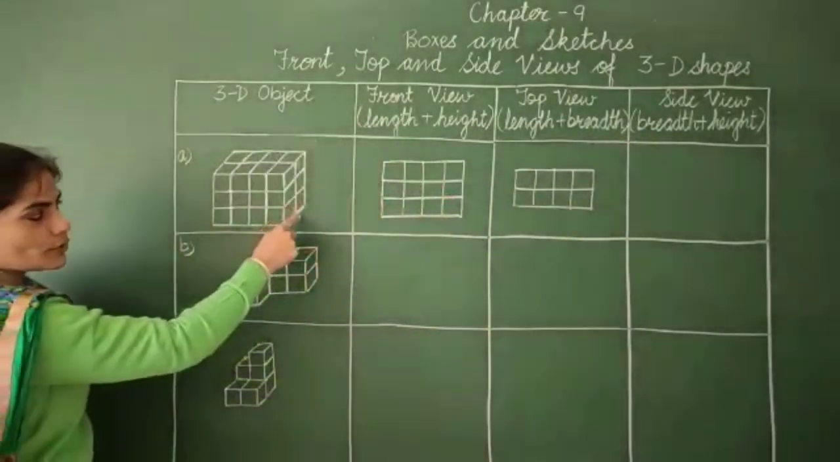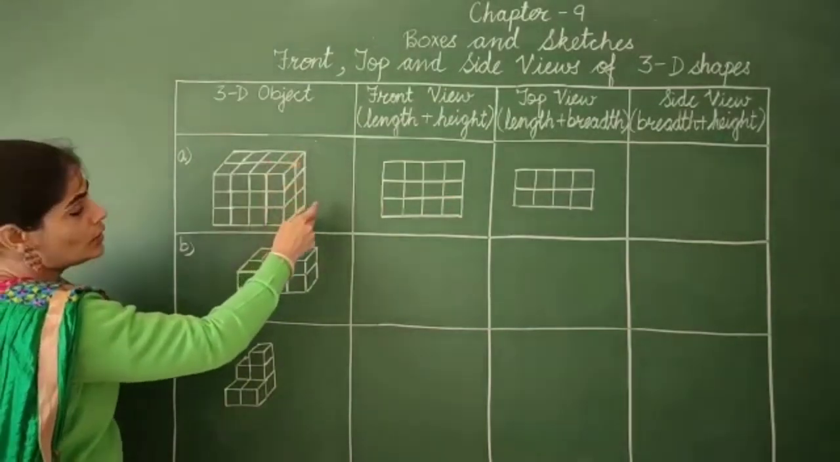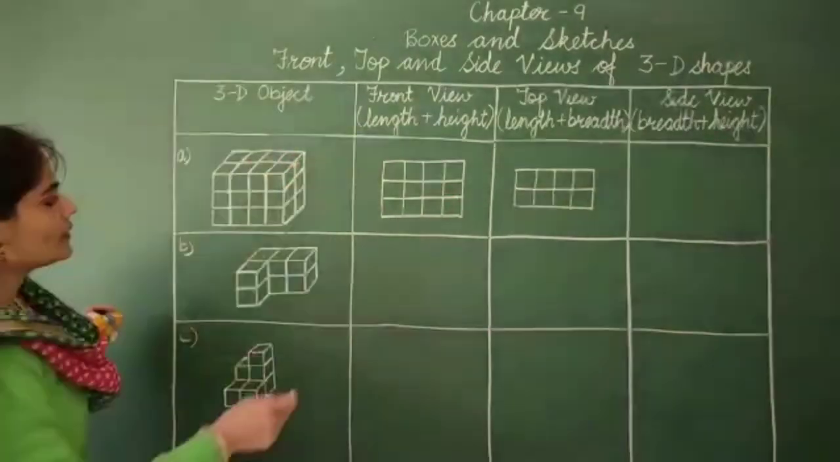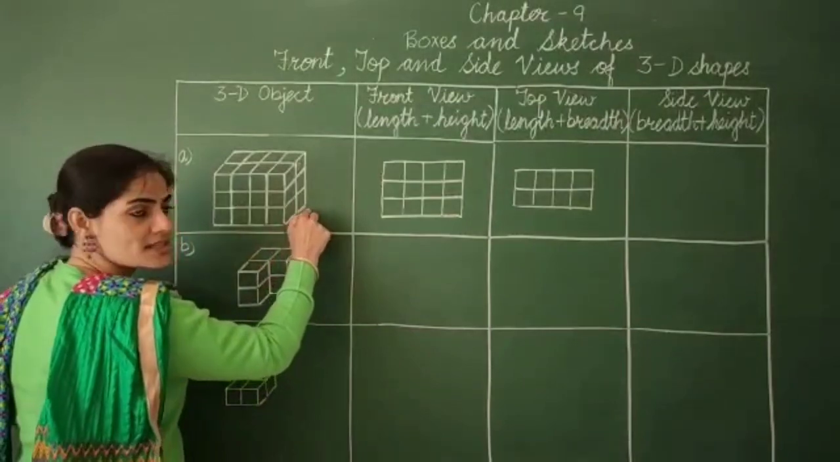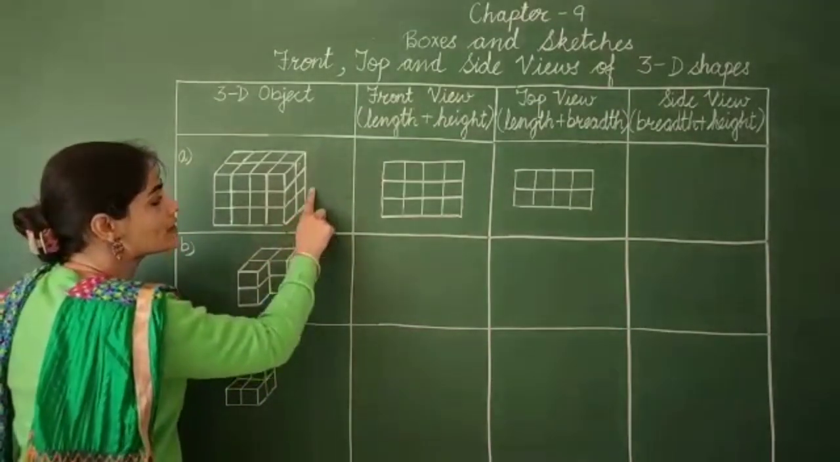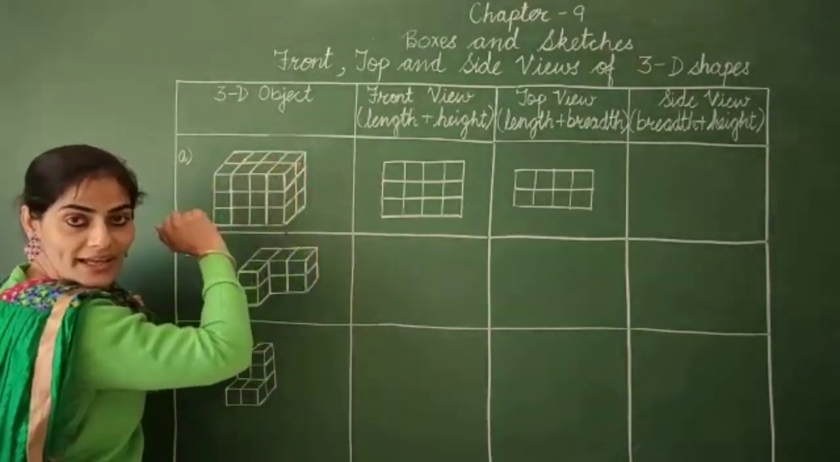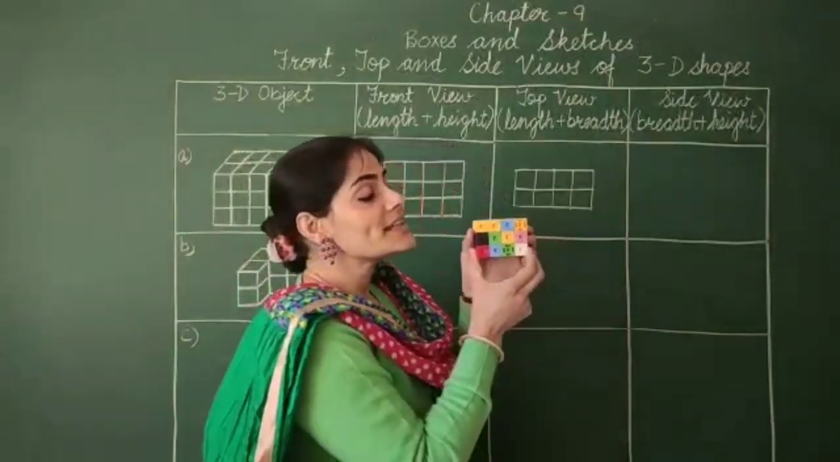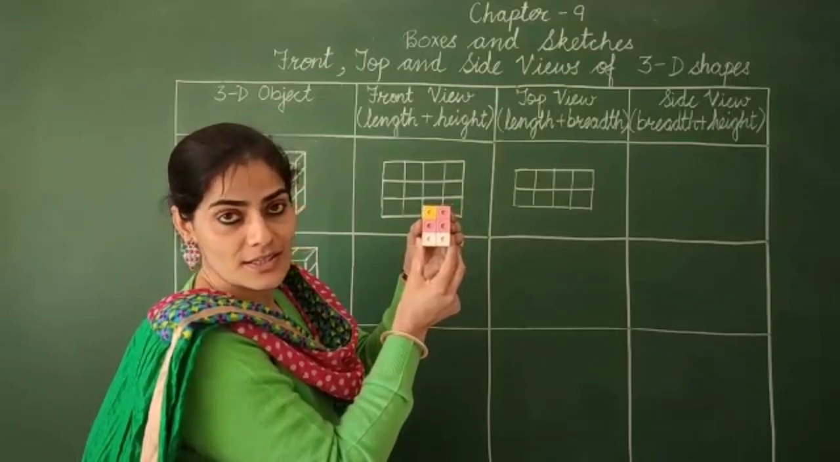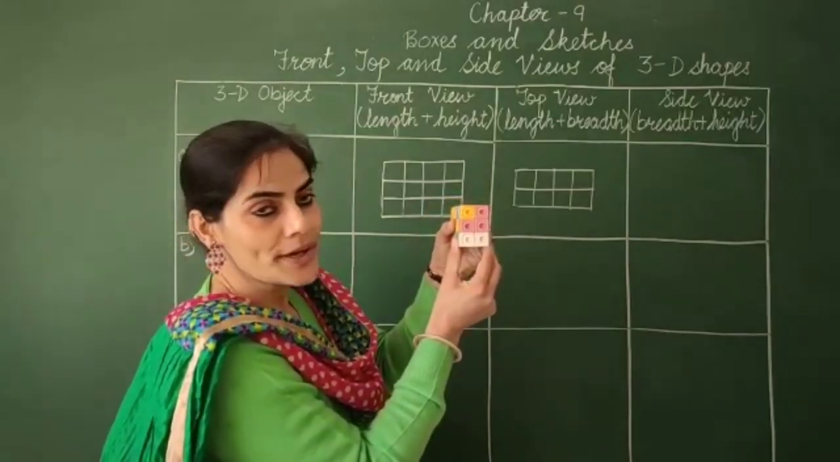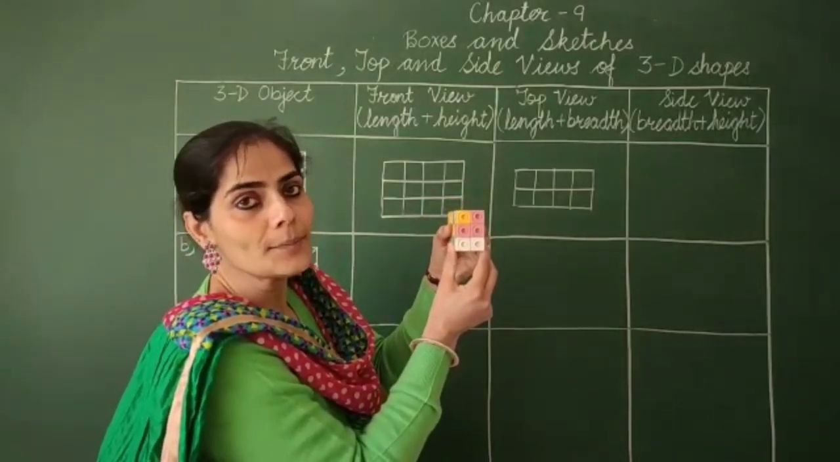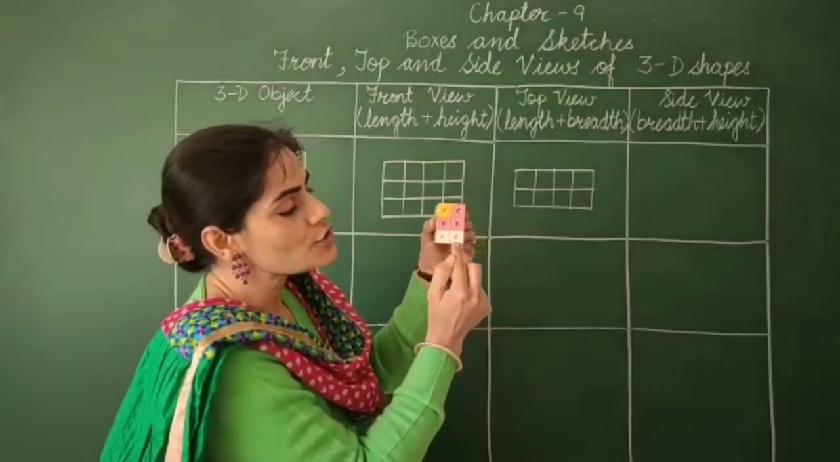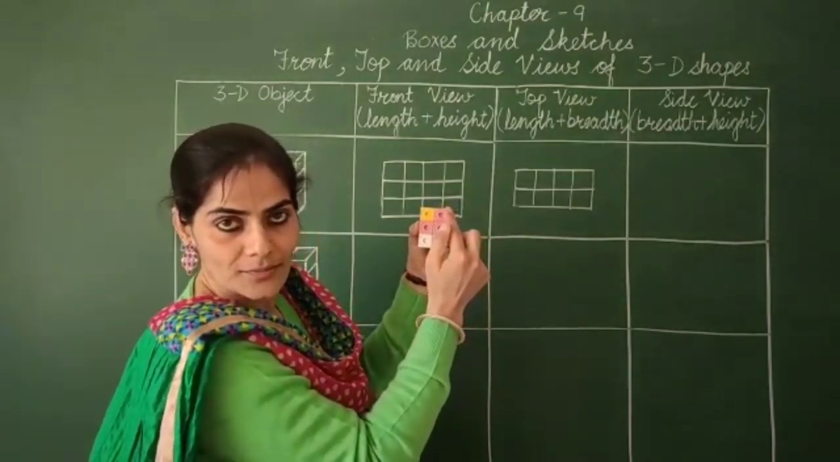Now have a look, everyone. This is the side view. Now what are you able to see? There are 2 squares along its breadth and there are 3 squares along its height. So again, if I show you the side view of this cuboid, what are you able to see? You are able to see a rectangle which is 2 by 3.